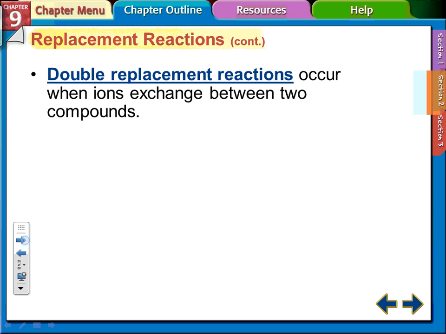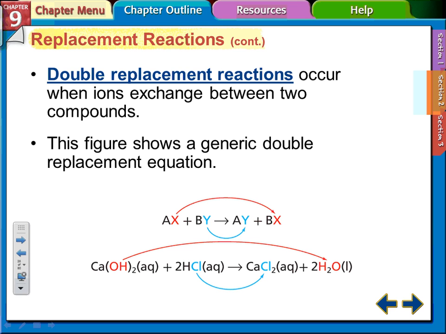Double replacement reactions occur when ions are exchanged between two compounds. So we have kind of the generic double displacement reaction here. Double replacement, displacement, replacement, I've heard it both ways. So the X is with the A, and it gets transferred to the B. So the X and the B are together, and the A and the Y are together.